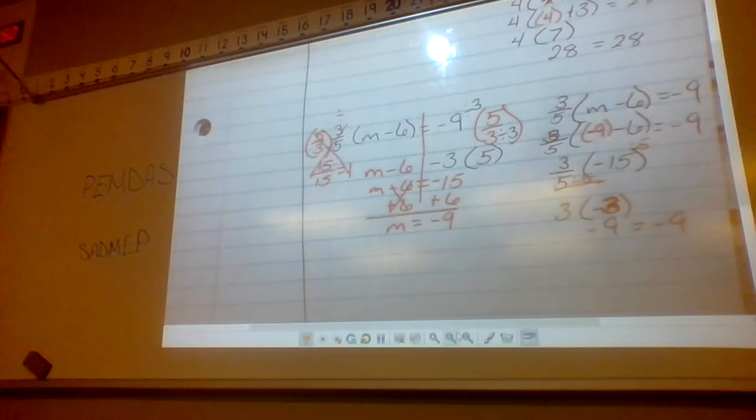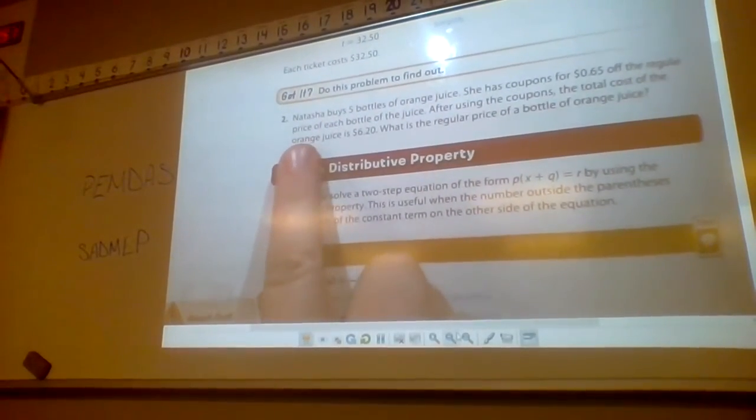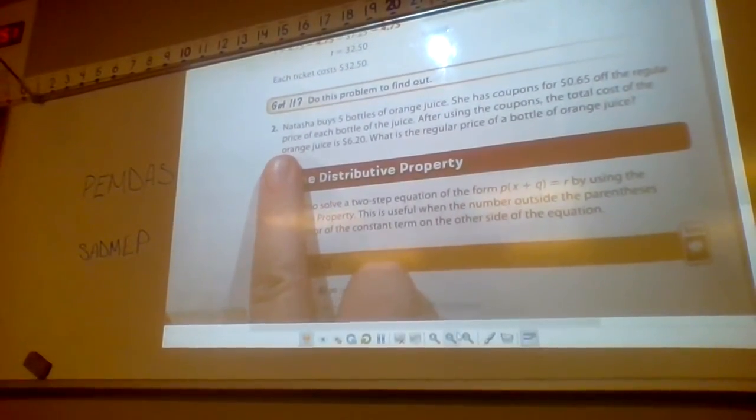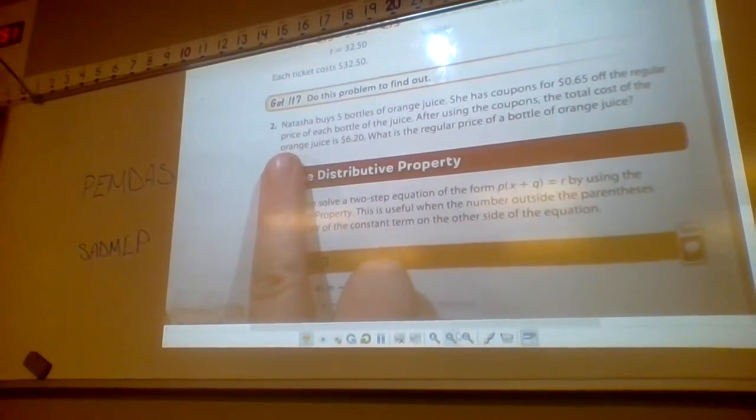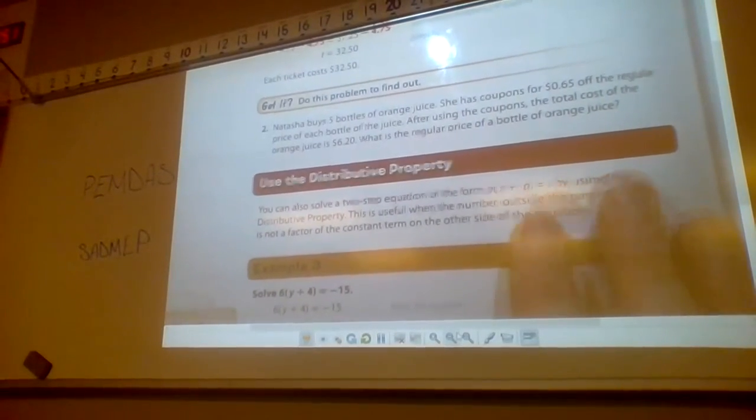There is one more problem we do need to do. That one. I don't want to hear any more yelling, screaming. Why do we need to do this problem? Because it has a word problem.